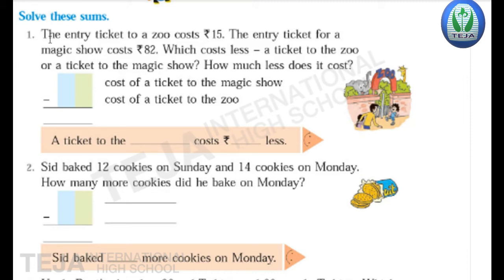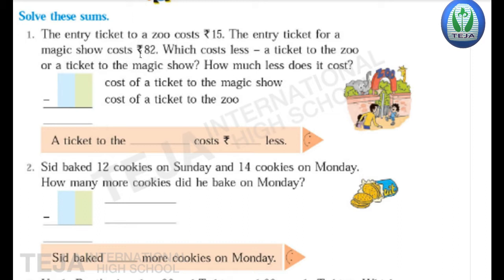So here the entry ticket. To go to the magic show or the zoo park, what happens? We have to pay a certain amount. That means we purchase the entry ticket. At the entrance they'll ask us to show the ticket. If we have a ticket, then they'll allow us into the zoo or the magic show. Isn't it, children? So here, the cost of the entry ticket of the zoo is how much? Rupees 15, whereas the magic show ticket cost is rupees 82.